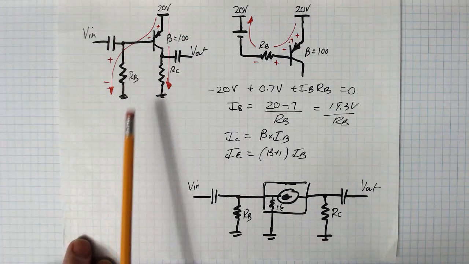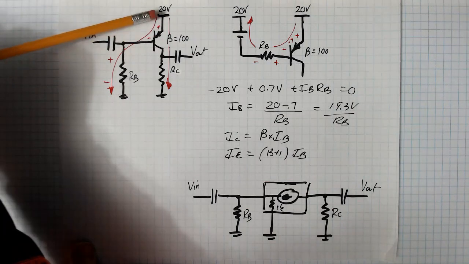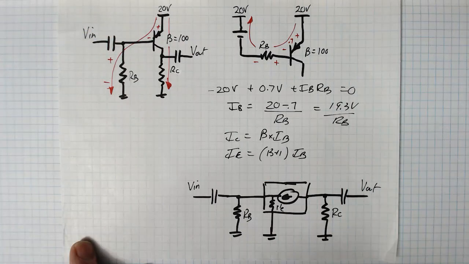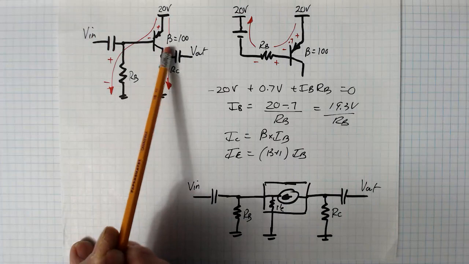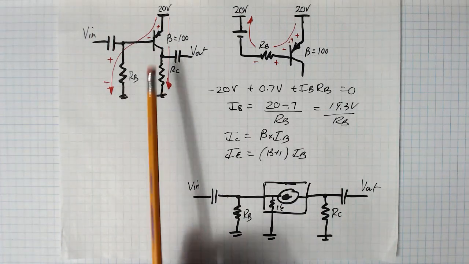The only thing to remember is that the emitter is up here. The emitter is still the arrow, and it's connected to the high side of the supply. And then the collector is here, and it's connected to the load or the collector resistor, which goes down to ground.